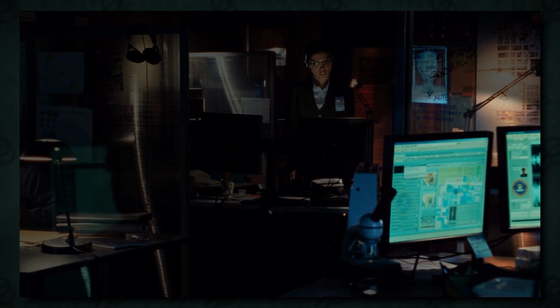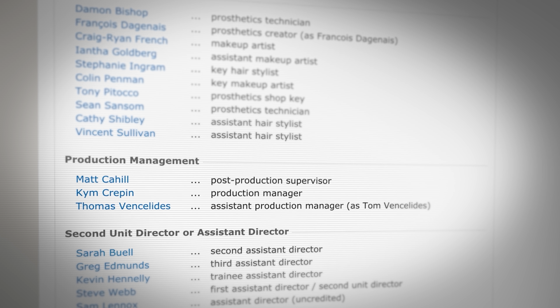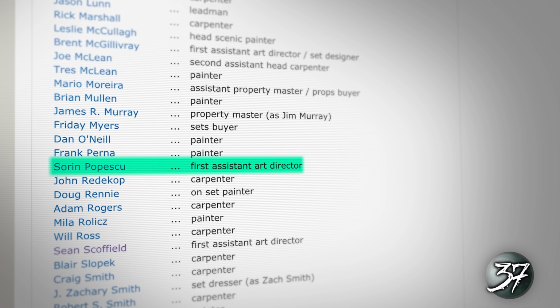In one scene at the FBI headquarters, we actually see somebody studying audio waveforms, something that would come back in the next movie. There's also a name randomly written on an FBI bulletin board, Tom Van Selides. He's the assistant production manager on Saw 5. The police station also has another crew reference Easter egg. A box in the background here contains the name Soren Popescu, who is the first assistant art director.